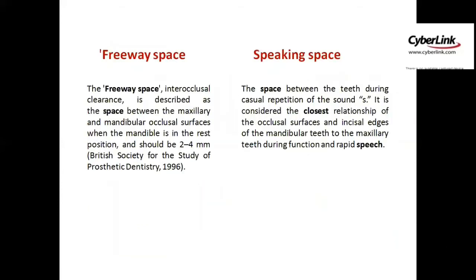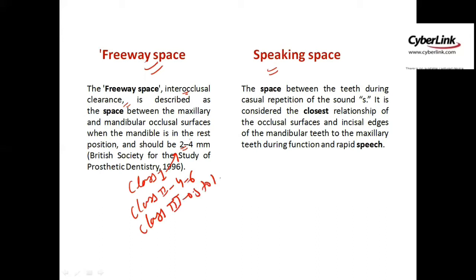Then what is the difference between the freeway space and speaking space? The freeway space is interocclusal clearance, described as space between the maxillary and mandibular occlusal surface when the mandible is in rest position, and it is 2 to 4 mm, right? In case of class 1, it is 2 to 4 mm. In case of class 2, it is 4 to 6 mm. In case of class 3, it is 0.5 to 1 mm.